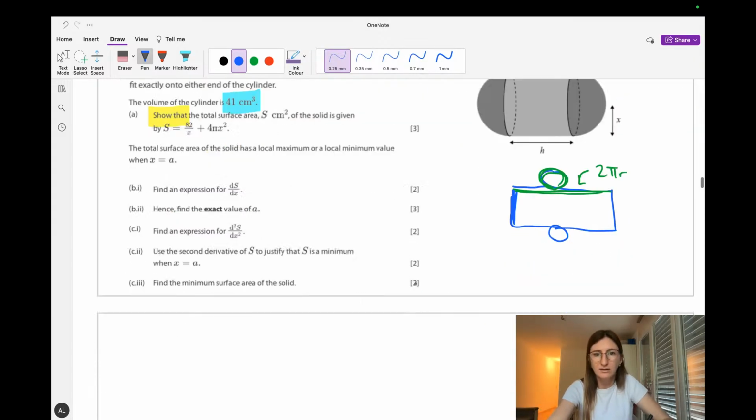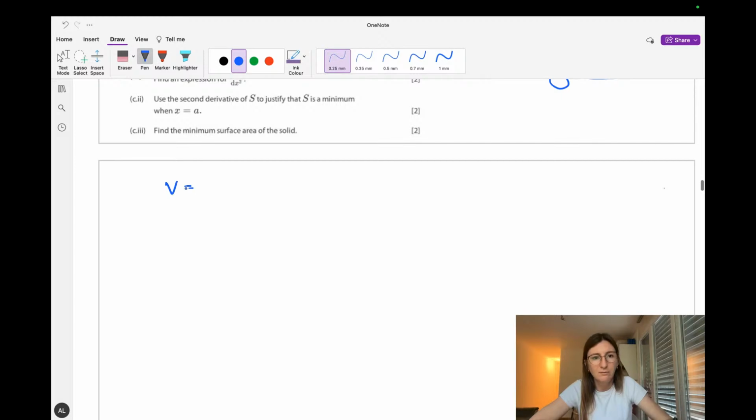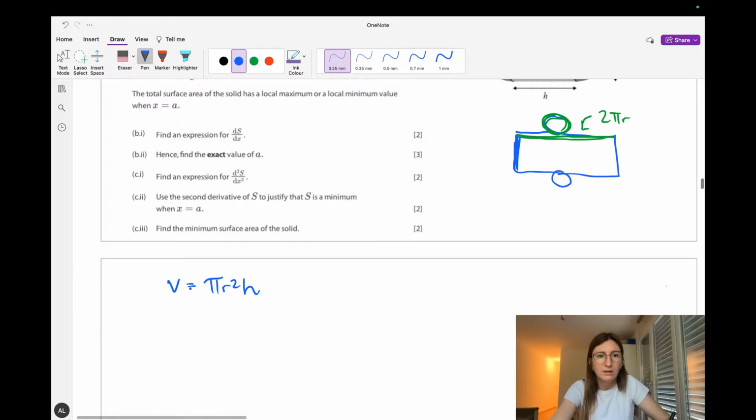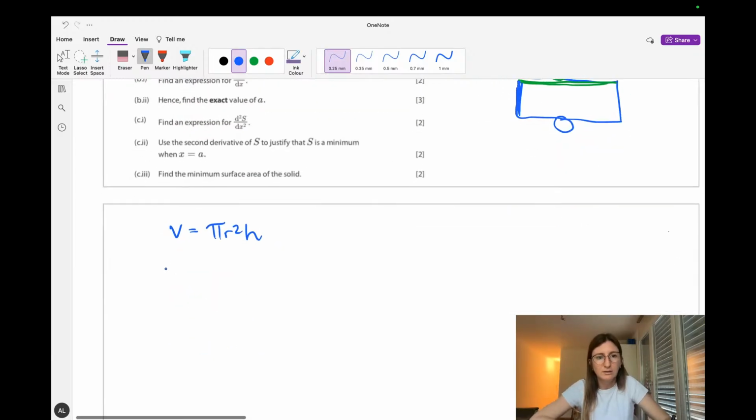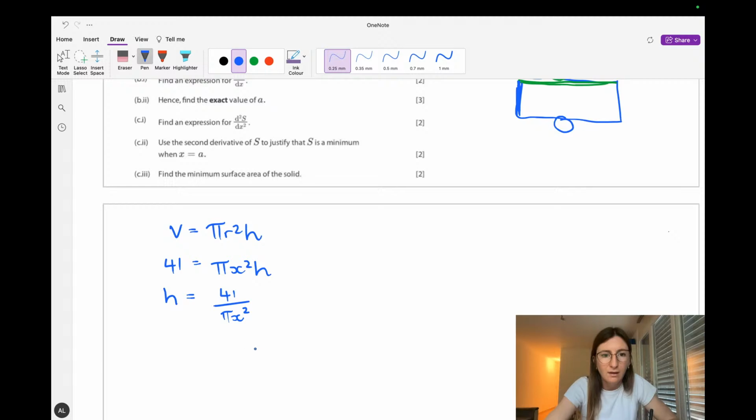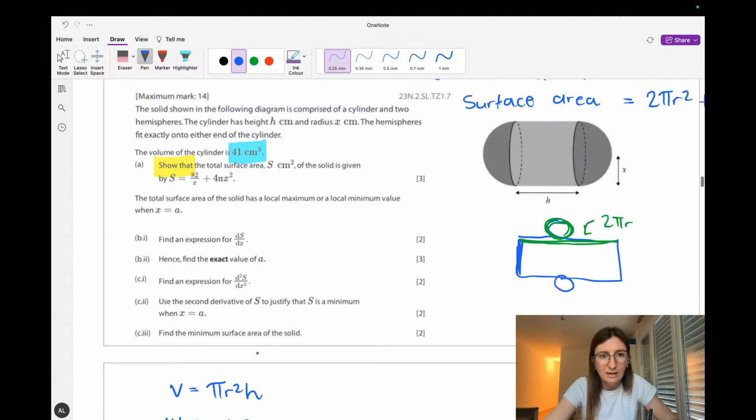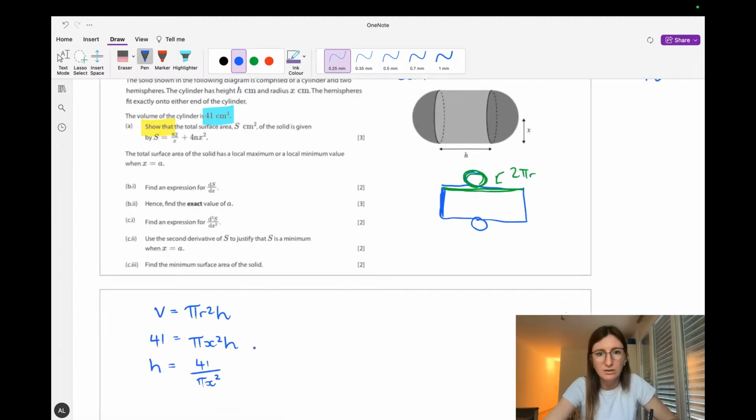So I'm going to write that down here. Volume equals pi r squared height. And they said volume was 41 centimeters cubed. So 41 equals pi. We had x squared for radius. There was x and h. Now let's make h the subject of the equation. So we divide by pi x squared on the other side. There we go. Now we have h in terms of the radius, which is x. Now let's put that all together to get surface area.